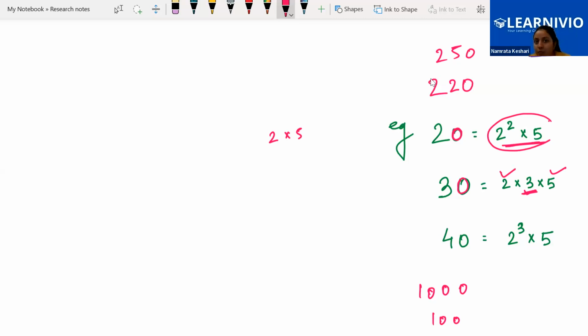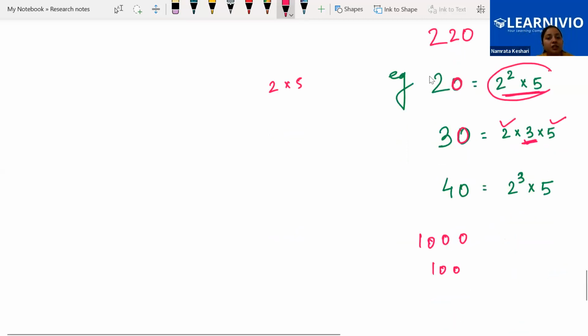In any number, if 2 and 5 are there, then only we will be able to generate 0 as a last digit. Apart from 2 and 5, if other numbers are also there in the factorization, that is completely fine. But if 2 and 5 are there, then only we will be able to generate 0. If only 2 is there, then we won't be able to generate 0.